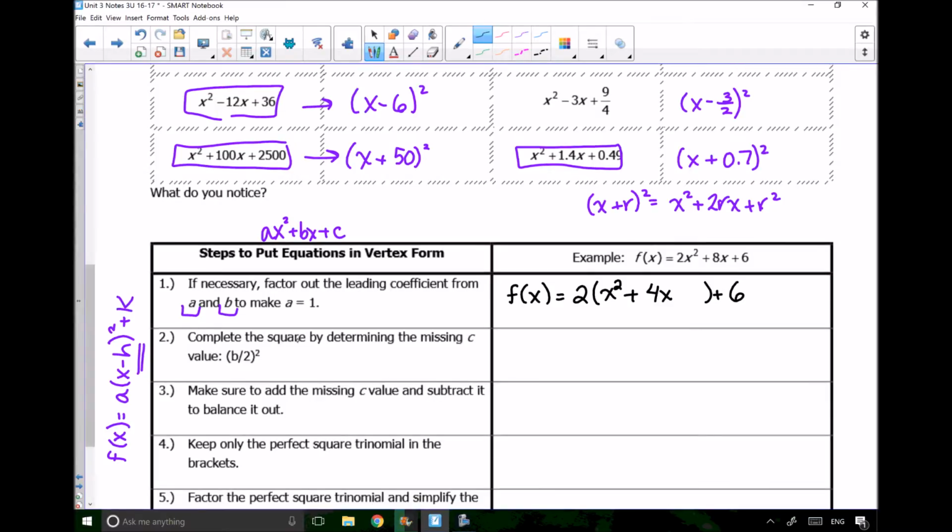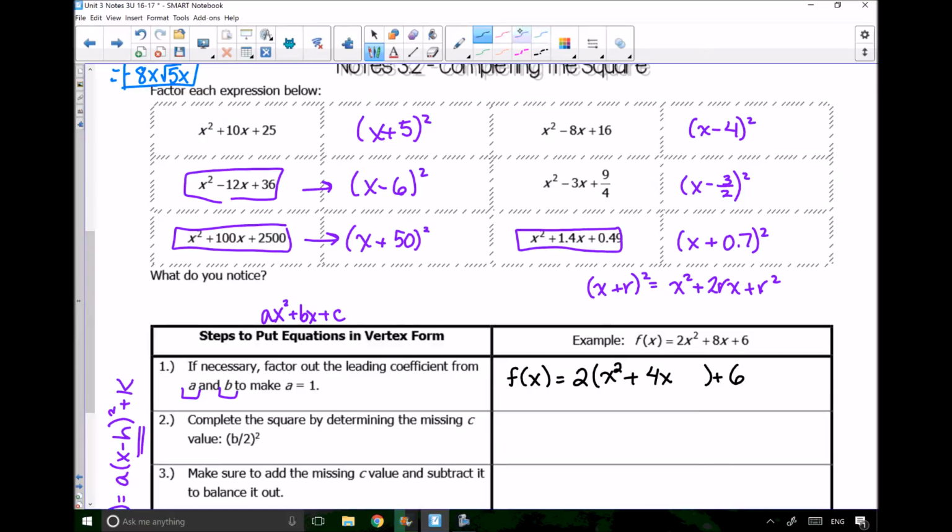Now, it says complete the square by determining the missing c value. And in order to be able to do that, I have to take b, divide it by 2, and then square it. So if you notice up here, my first b value here was 10, okay? If I divide 10 by 2 and then I square it, I end up getting 5 squared, which is 25. That's the value here that I need in order for me to have a perfect square trinomial right here.